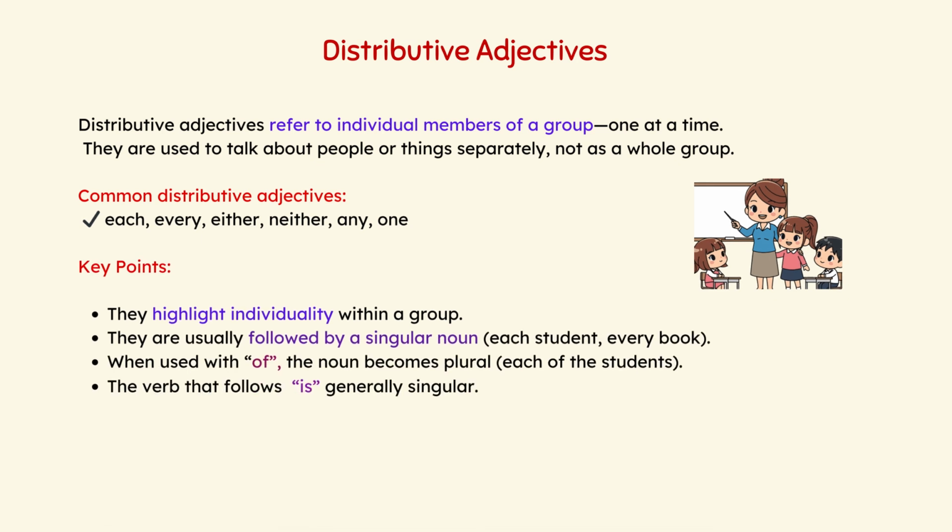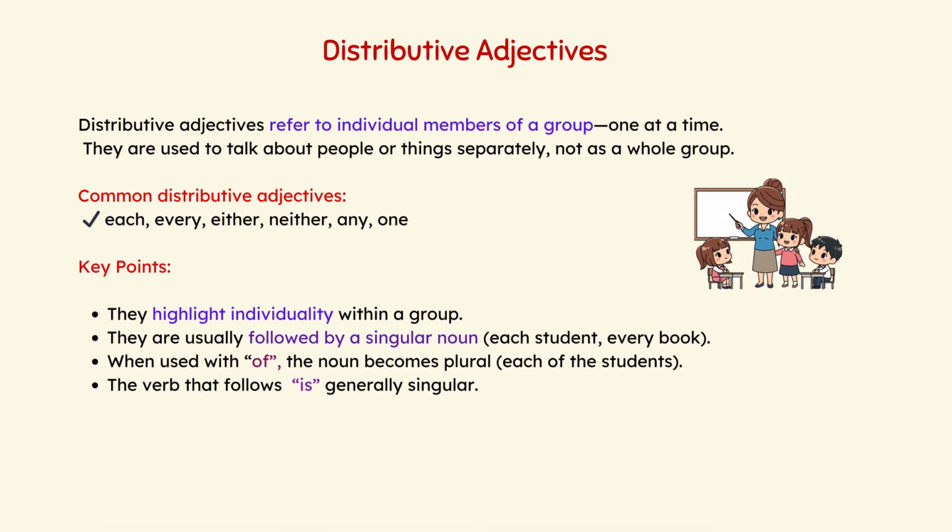Now, let's move on to distributive adjectives. Distributive adjectives refer to individual members of a group, one at a time. We use them to talk about people or things separately, not as a whole group. Some common distributive adjectives are each, every, either, neither, any, and one. Here are some key points to remember. Distributive adjectives highlight individuality within a group. They are usually followed by a singular noun.